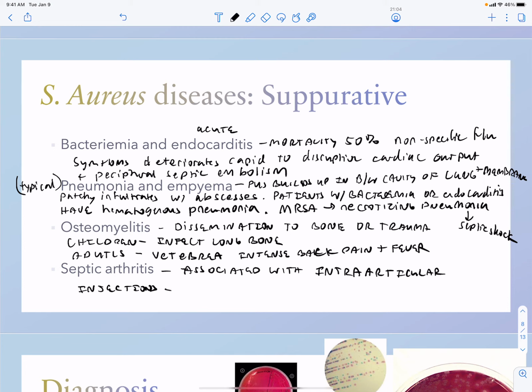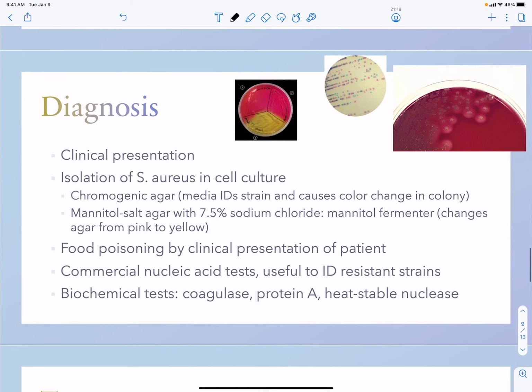And this is usually in the larger joints. So your shoulders, knees, hips, those kind of things. Now, for diagnosis, basically you're looking for a clinical presentation, as well as can you isolate Staph aureus in the cell culture.